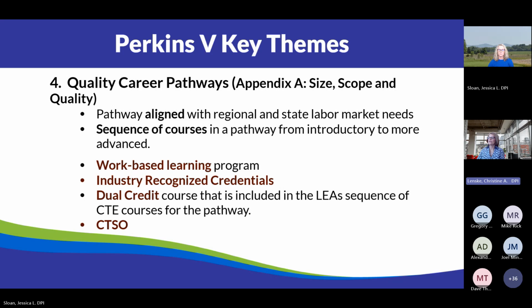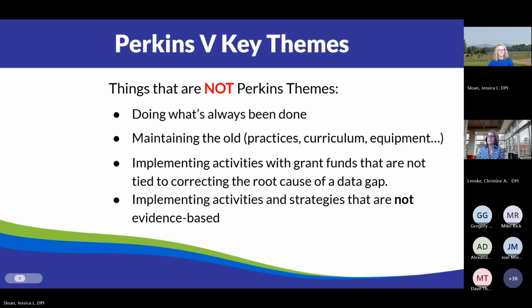This means that in order to spend any Perkins funds on a pathway, it must minimally meet these requirements of size, scope, and quality. And you can find more detail in Appendix A for the application on the size, scope, and quality document. Next.